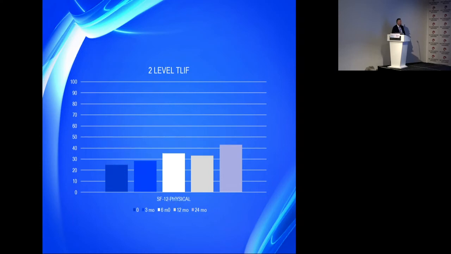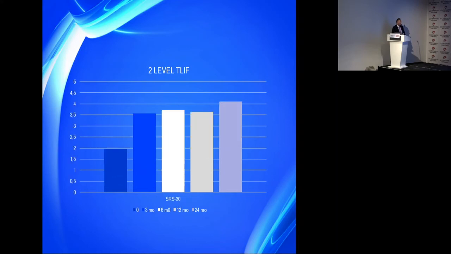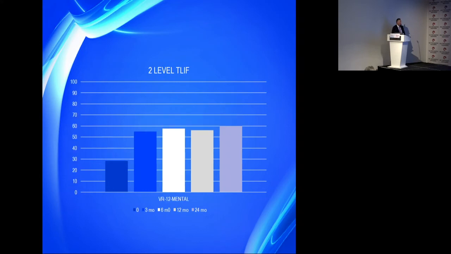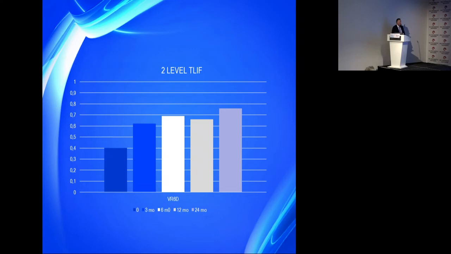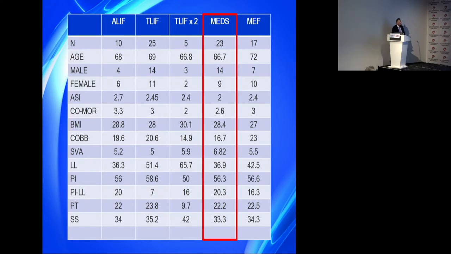Her back pain also improved. I lost that slide, but her back pain also improved. Physical functioning improved. SRS-30 scores improved significantly. Mental health scores improved significantly. Physical functioning scores and the VR-60 scores all kept improving.